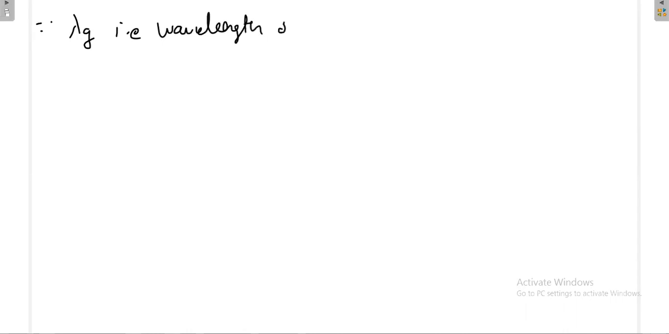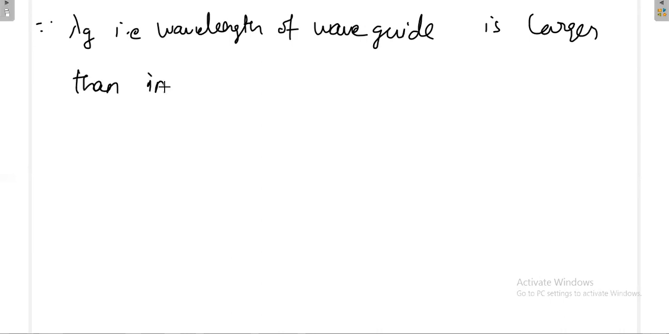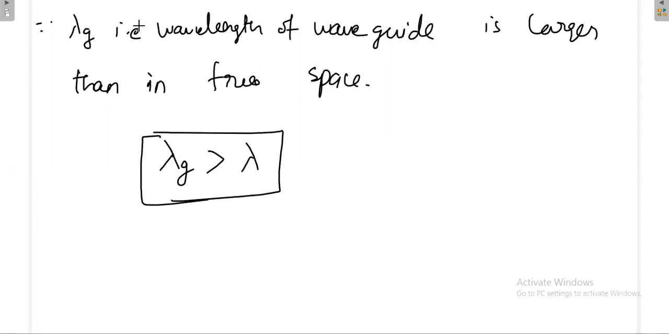The wavelength of the waveguide is larger than in free space. That is, lambda g is greater than lambda in general. So this you should also remember. Sometimes in the exam they will ask what is the guide wavelength.